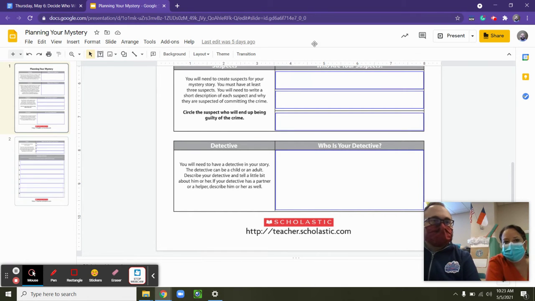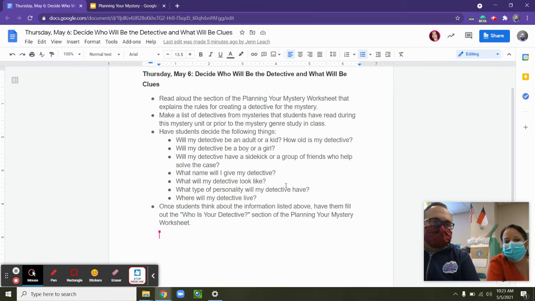If we can go back to the planning map. Bullet point number 2. We're going to ask that you make a list of detectives from mysteries that students have read during this mystery unit or prior to the mystery genre study in class. Let's break that down. We're going to ask that you get a piece of notebook paper and make a list of your detectives. When it says from mysteries that students have read, you can go back to that link that we posted on Monday, or if you have a book that you've read, maybe that can trigger a list of detectives. Put that on notebook paper, and then make sure that you upload the picture on this assignment.